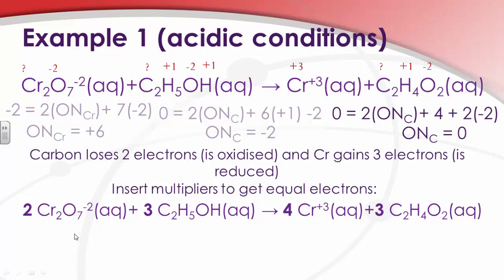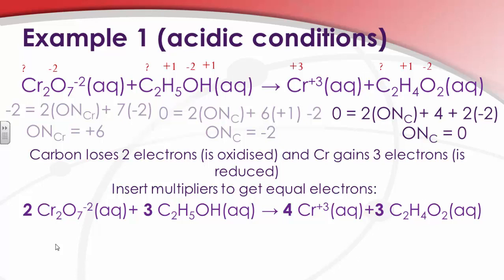And I think if you follow this through pretty quickly, you'll see 2 dichromate ions times 2 chromium gives us 4, times the 3 electrons that it accepts gives us 12 electrons. Similarly, 6 carbon atoms, each giving up 2 electrons, gives us 12 electrons. So our electrons are balancing by inserting the 2 and the 3. And this is really done more by examination than anything else, and you can give it a quick check to make sure the electrons balance.